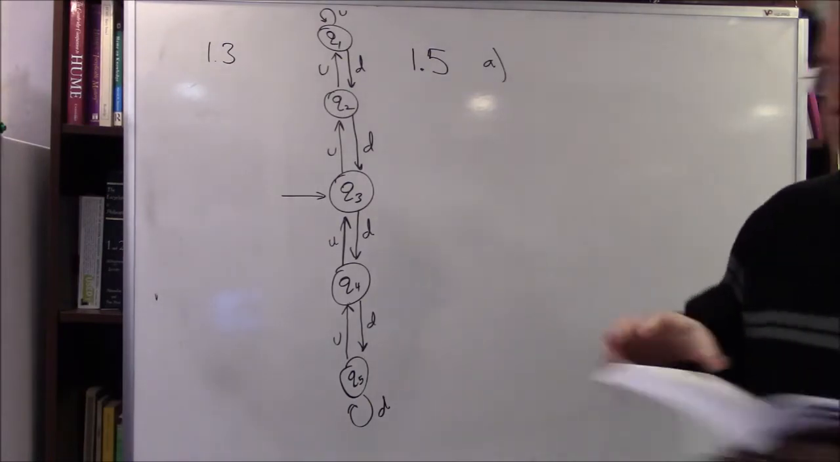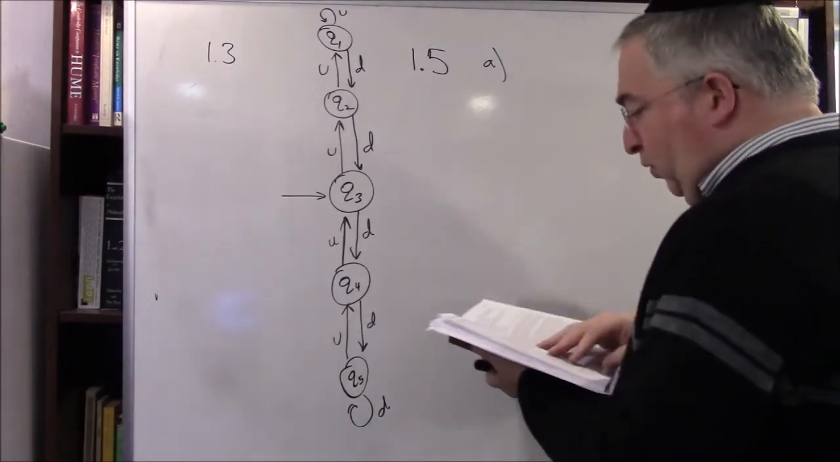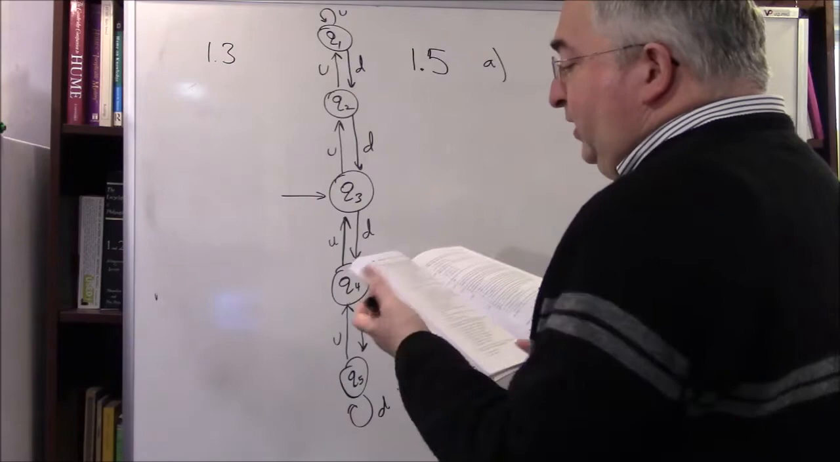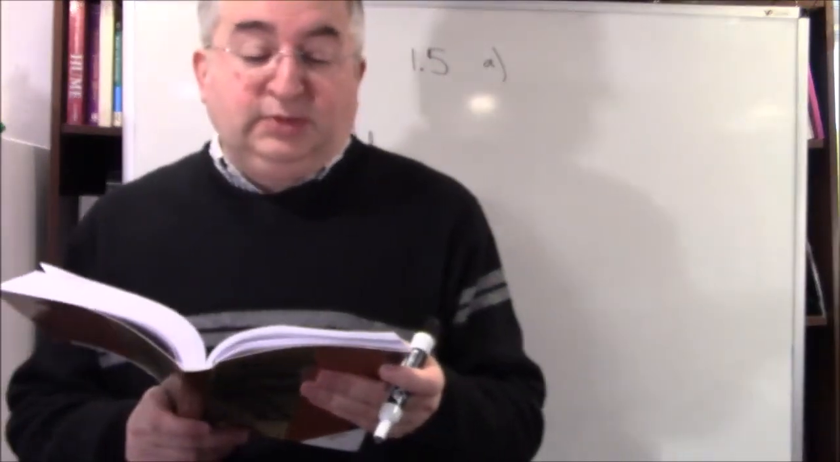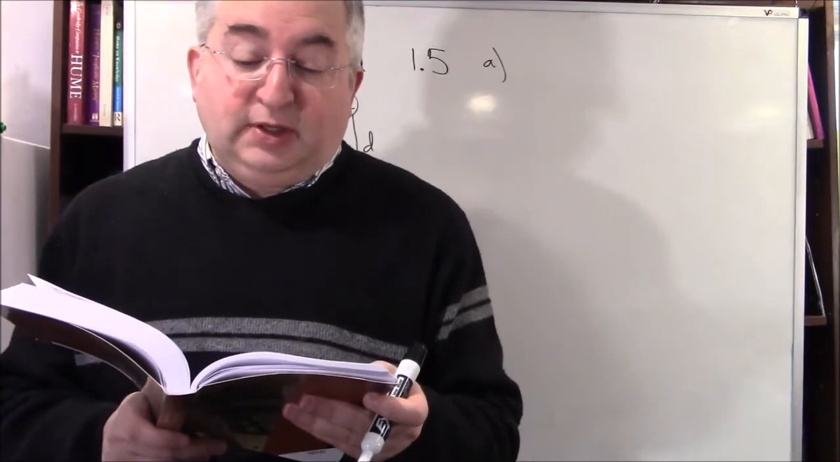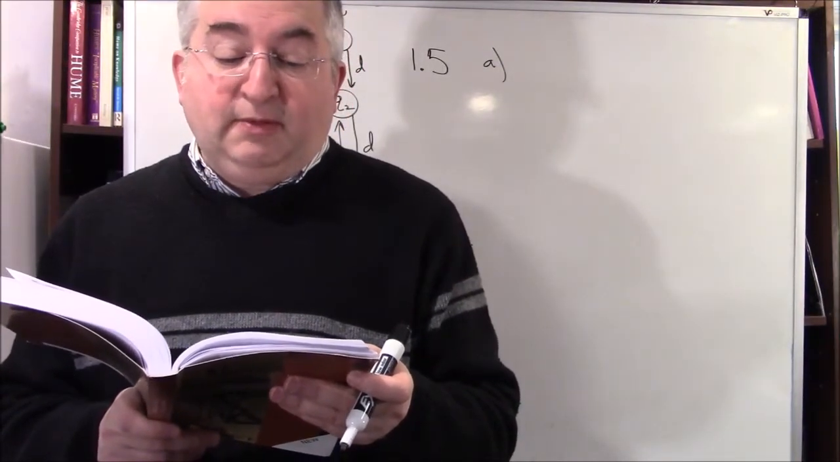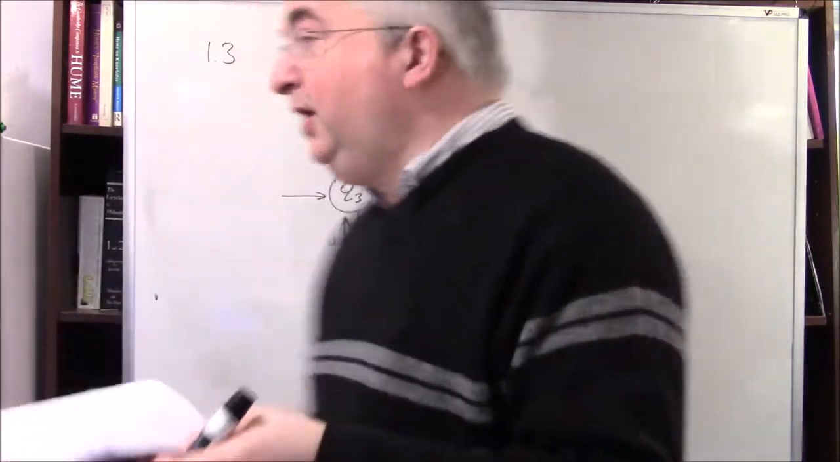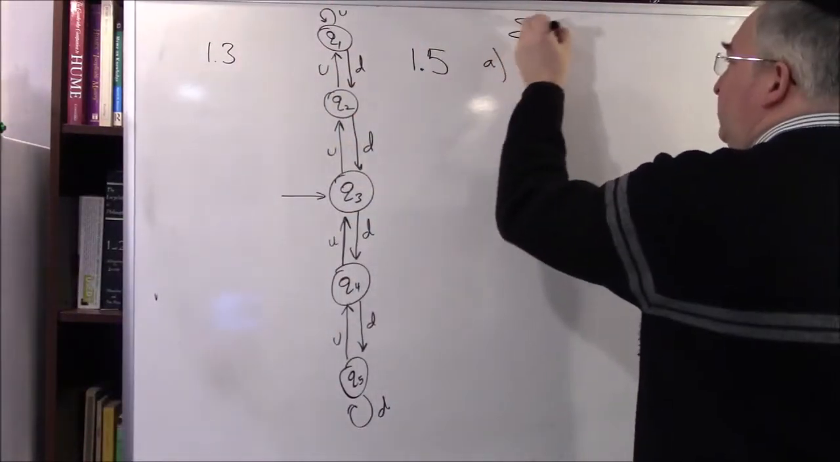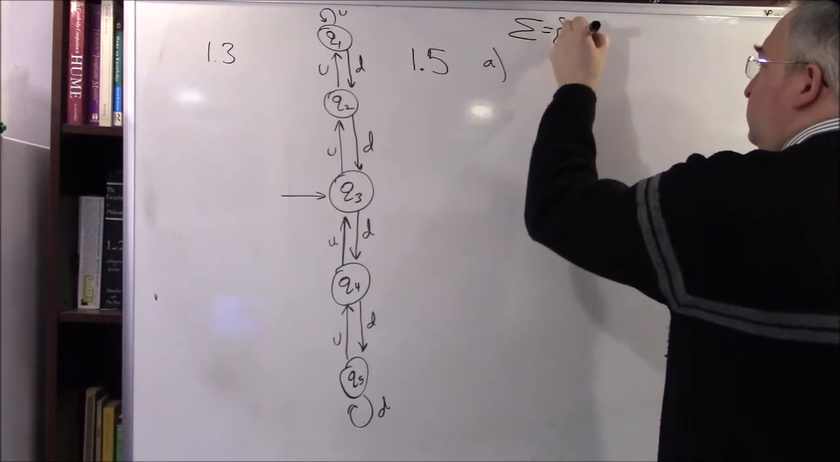1.5a. Let's just read it. Each of the following languages is the complement of a simpler language. In each part, construct a DFA for the simpler language, then use it to give the state diagram of a DFA for the language given. In all parts, sigma is equal to AB.